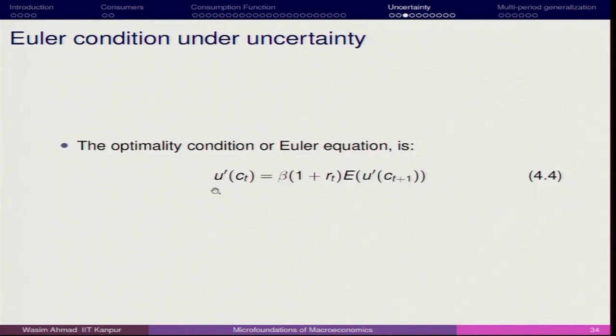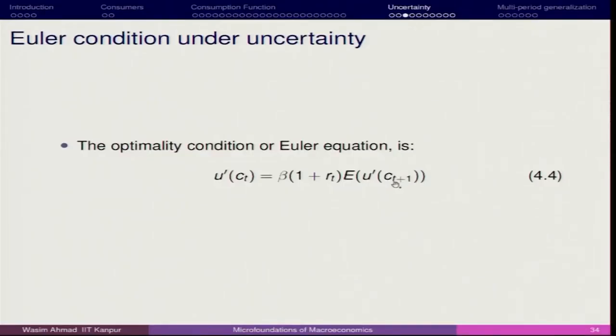So, the marginal utility of current consumption is equivalent to beta into 1 plus R_t, the expected marginal utility of future consumption. This is not the same as the marginal utility of consumption calculated at these two stated points, with probabilities P and 1 minus P attached to them. It means the consumer is indifferent about the marginal utility of current consumption, given that if he is able to save, he is going to get 1 plus R_t. So, the interpretation remains the same.